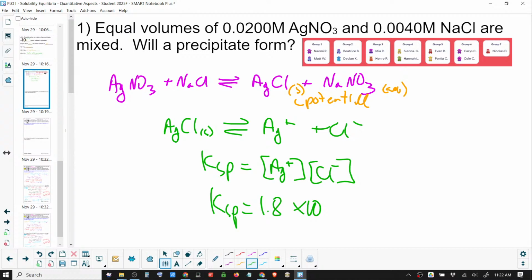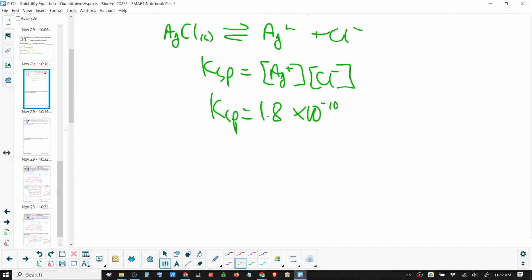What is the KSP for silver chloride? 1.8 times 10 to the negative 10. Right. So you calculate KSP with that, right? But we just want to compare that number with this. So what we do is you go, okay, I don't want to call it KSP. I'm going to call it Q, because it's a pretend KSP.